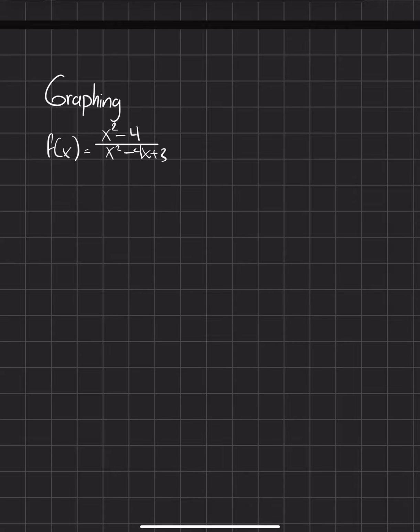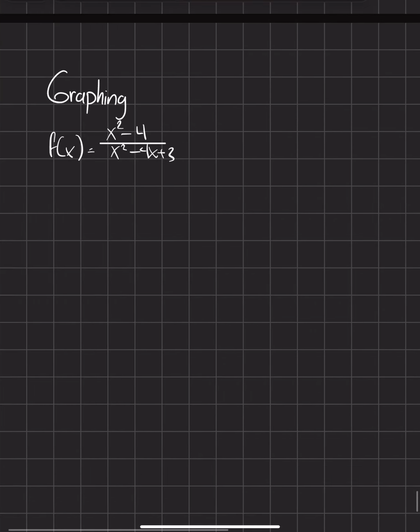Let's say we have the function f of x, and it's going to be equal to x squared minus 4 over x squared minus 4x plus 3, right? Just like how we did before. First things first, we want to know some key things about our function.